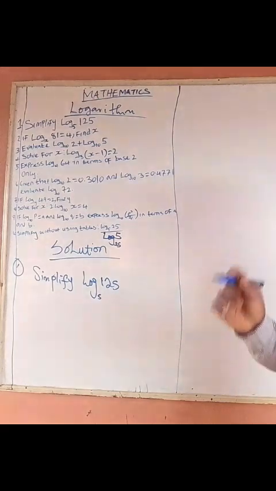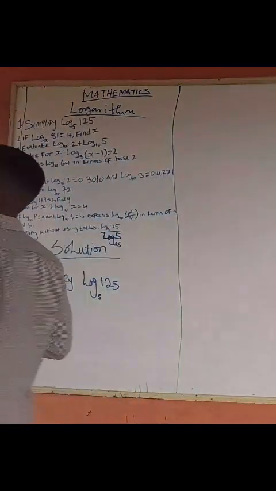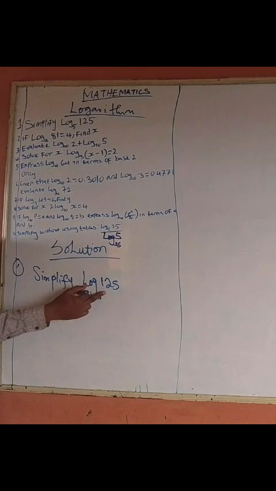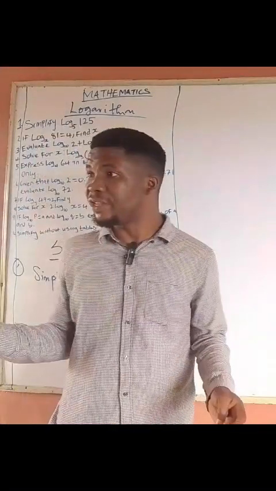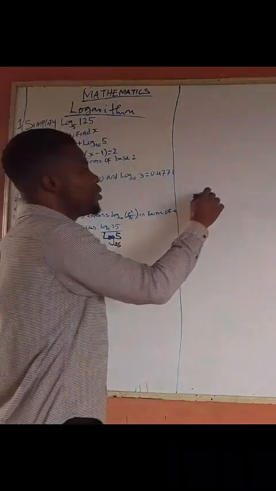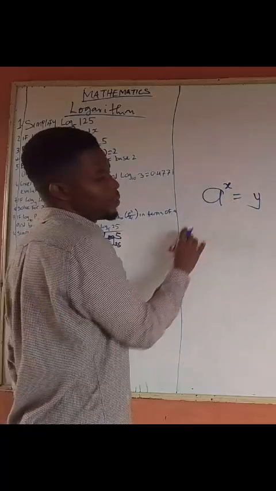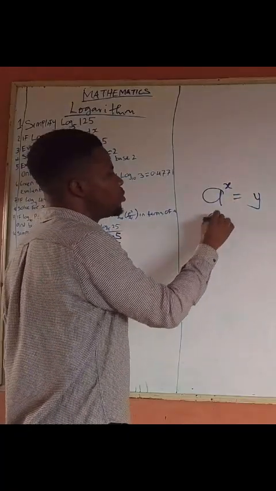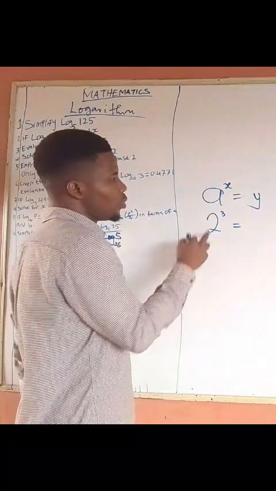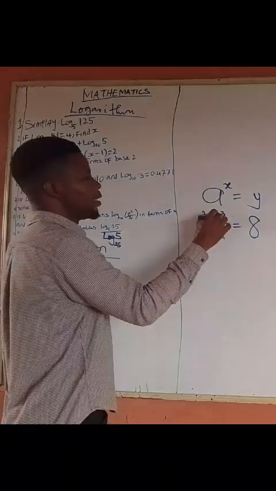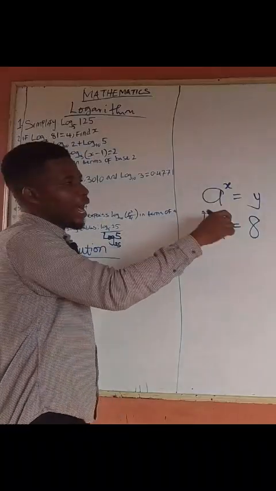Now to understand logarithm very well, you must know that this is the base of the logarithm, okay? And this is the result. So we are looking for it in terms of indices or index format. When we say indices, let's say a raised power x equals a particular number, let's say y. So let's say 2 raised power 3, what will it give us? 8, right? So this is the base, this is the index, and this is the result.